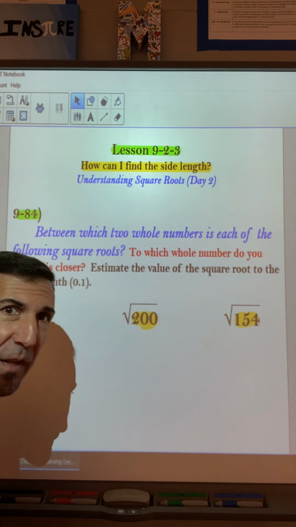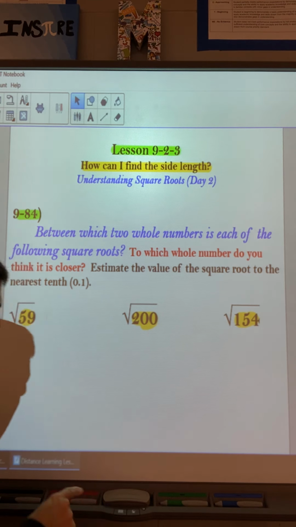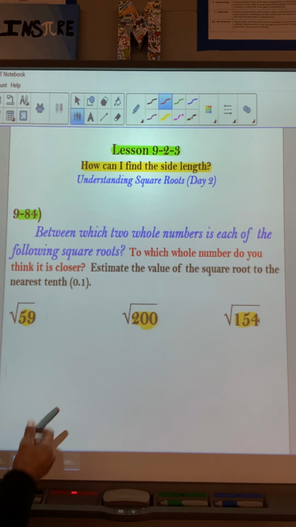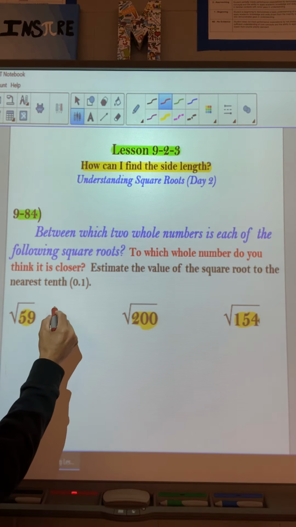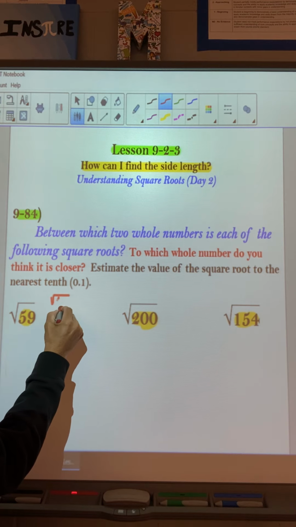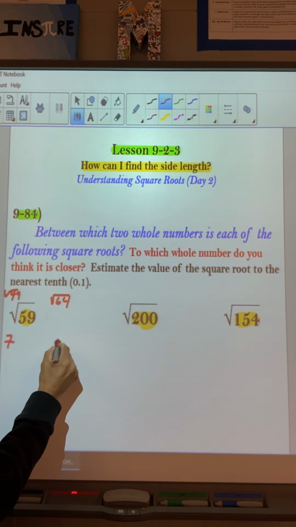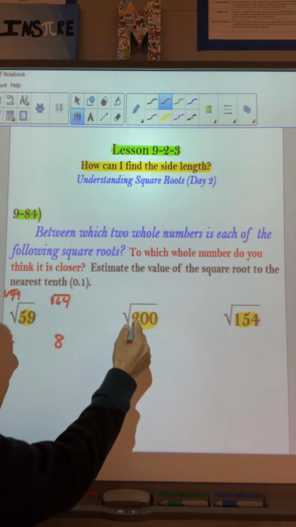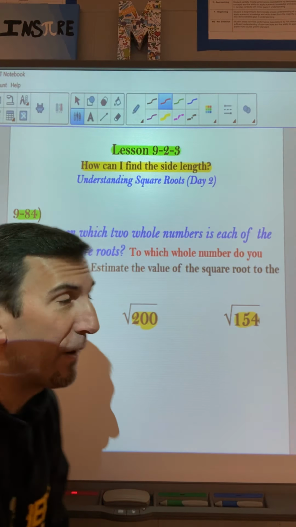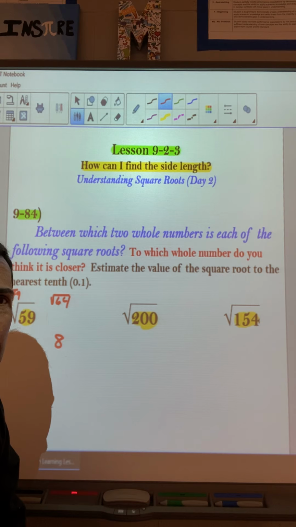Now, if we do the same thing here, again, we're just getting good at these. Square root of 59, you should have known that we've got the square root of 64 up here. And down below it, we have the square root of 49. So we have a 7 and we have an 8. Here, this is where it gets a little tougher, where you've got to know your perfect squares.